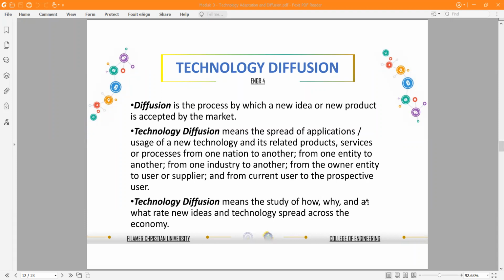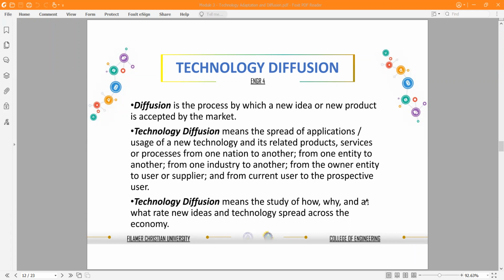So ano yung tinatawag nating technology diffusion? So dito na tayo. Technology diffusion is the process by which a new idea or a new product is accepted by the market. Ito yung process na yung idea mo or yung product mo is acceptable to market. So your technology is feasible.